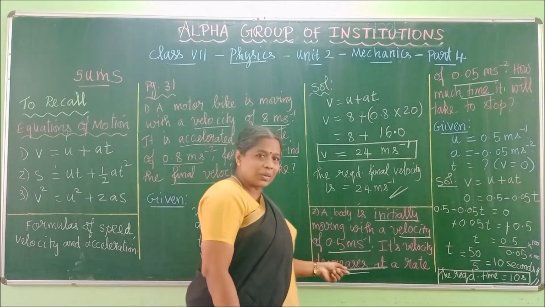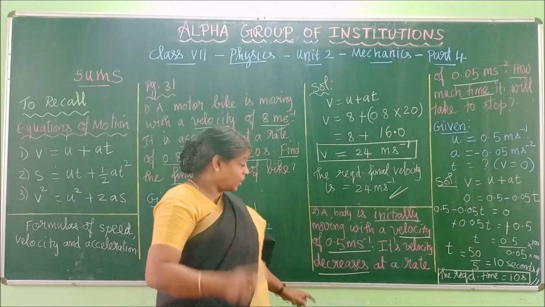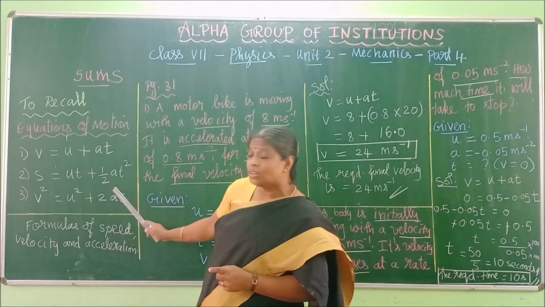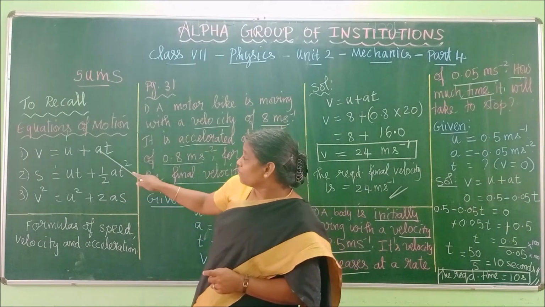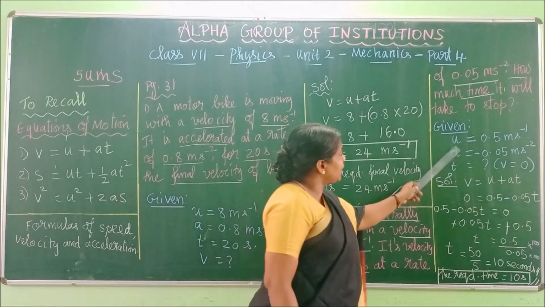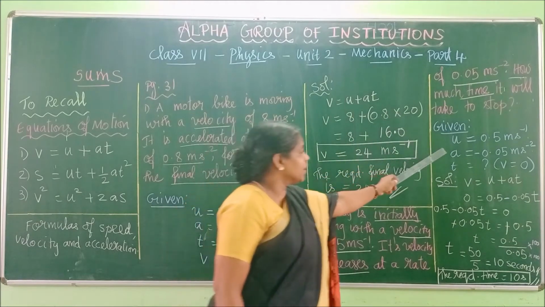This is how sums will be, right? So its velocity decreases at a rate. Here you see decreases. Decreases means there will be a change in the equation: A will go with the symbol of minus. So remember that.